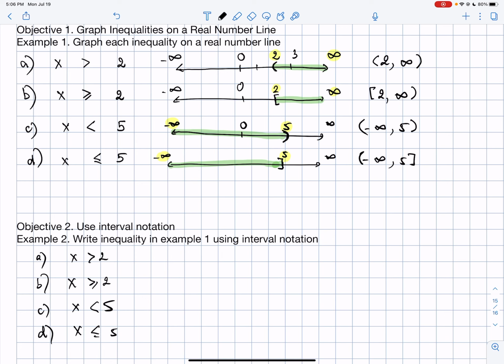So notice that the infinity always gets a parenthesis because we don't know exactly the number. And for a number, we will use parenthesis or bracket depending on whether it is included or not included. Parenthesis means we do not include, and bracket means we include the number.